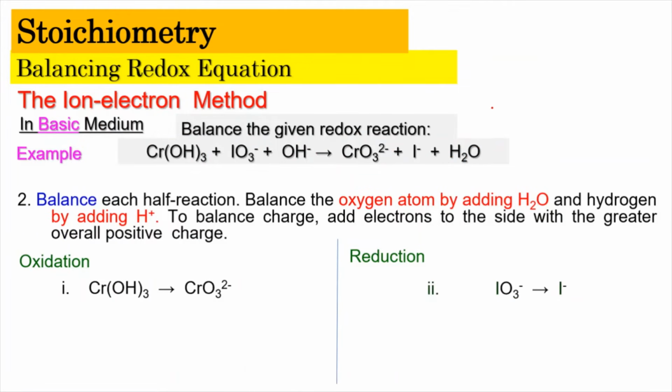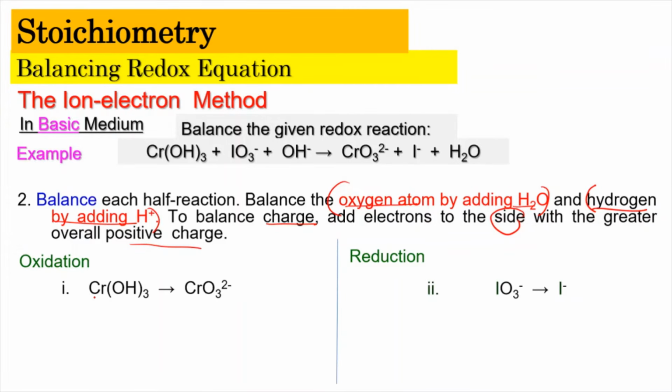Once we settle with divide, we're going to focus on balance. So the same thing as before. We need to balance the oxygen atoms by adding H2O, and then we need to balance the hydrogen by adding H+. In order to balance the charge, we need to add electrons to the side with a greater overall positive charge.